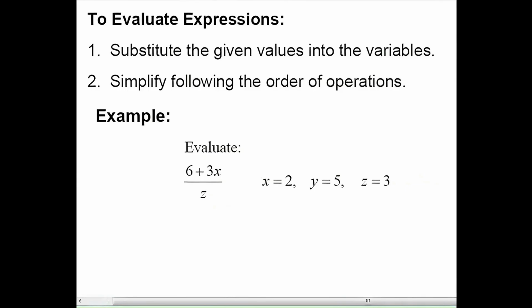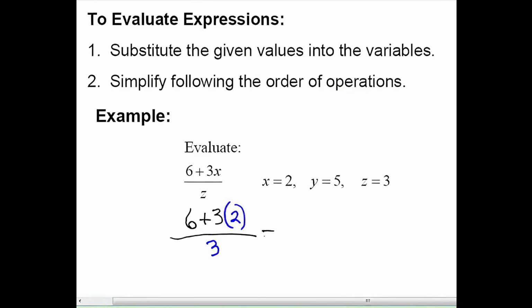Here's a problem in vertical form to evaluate, and we just substitute like normal. We will keep it in vertical form. So keep the 6 plus, you're going to preserve the multiplication there between the 3 and the x. So we'll use a parentheses to substitute for the x, 2. And keep your vertical form. And then we're going to substitute the z. And now you go with order of operations.